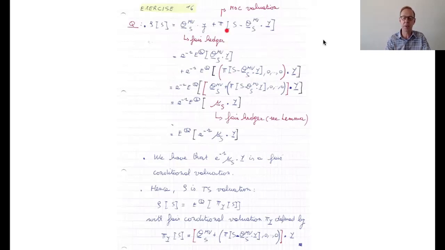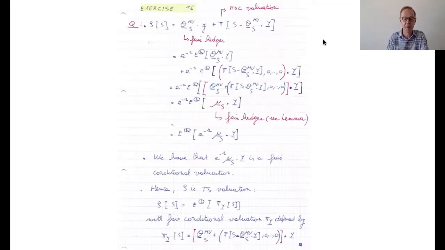It's easy to verify that the second term here equals this term. And now we bring together the first and the second term, and we get e to the power minus r expectation under Q of everything that is written in the red brackets multiplied by y. Everything in the red brackets here, we call it mu S, and mu S is now a fair hedger. Why is that? Because we start from a fair hedger theta mean variance, we add a zero coupon bond investment pi of the hedging error, where pi is a model consistent valuation, then we end up with a new fair hedger. This is a lemma that we have seen some videos ago.